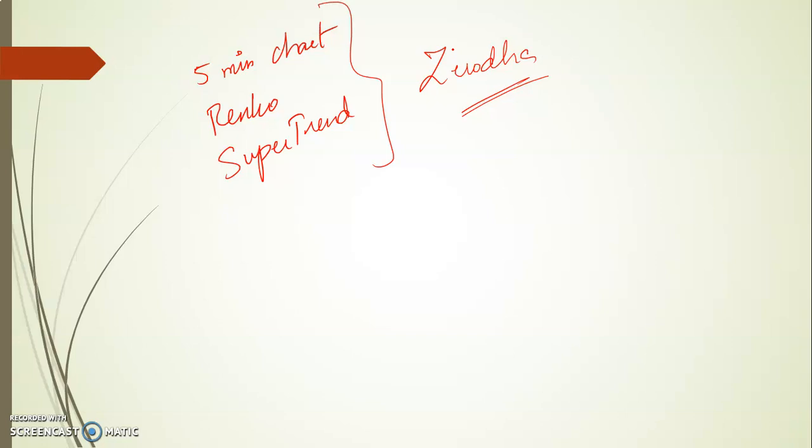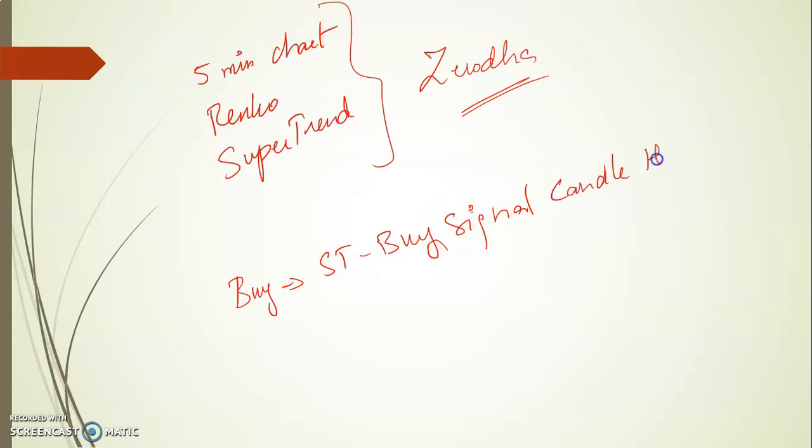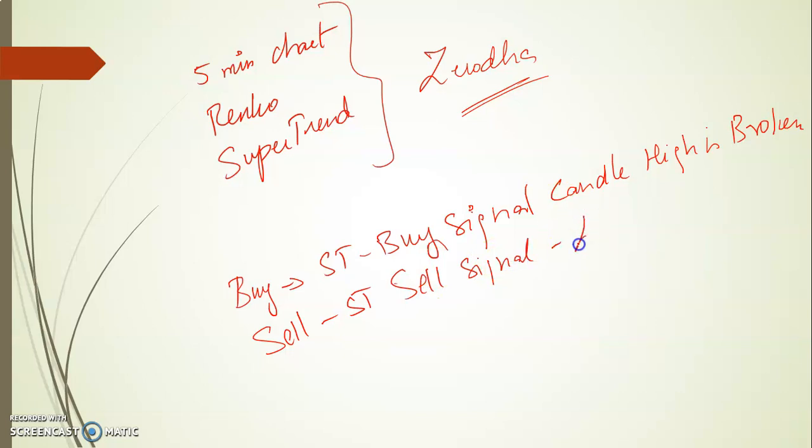So this is the trade setup. The strategy is simple. You buy when the Super Trend gives a buy signal. The tweak in this is, don't buy whenever it gives the signal. Buy when the buy signal candle high is broken. Similarly, sell when you get the Super Trend sell signal and the signal candle low is broken. Now we know when to enter.